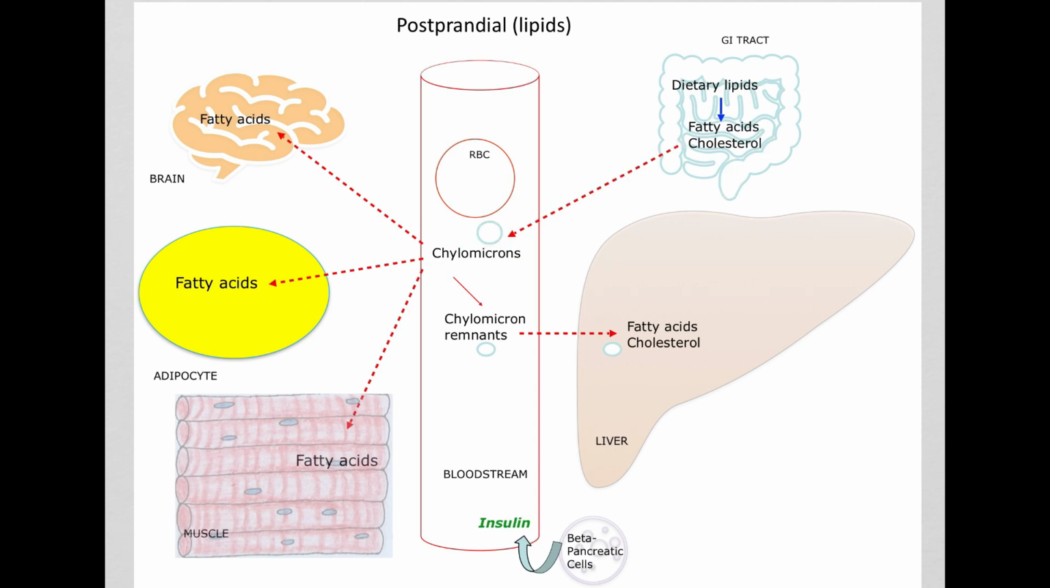So these chylomicrons will travel through all the various tissues, and in the tissues the fatty acids will be removed from the chylomicrons, and these chylomicrons become smaller and form what we call chylomicron remnants. And then these chylomicron remnants will be taken up by the liver, where they'll be broken down into the building blocks once again, such as fatty acids and cholesterol.